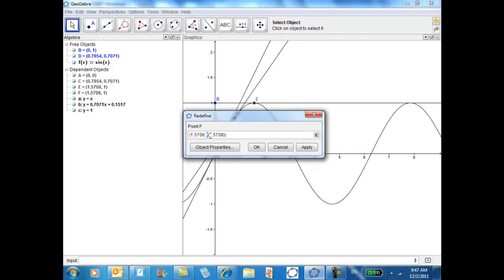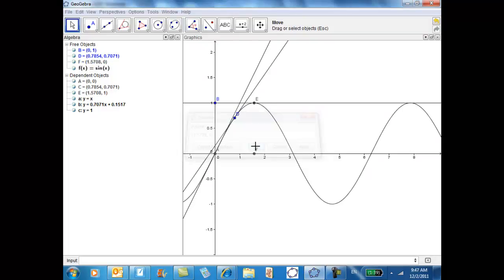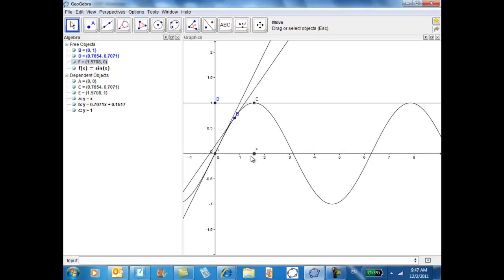We're supposed to read the y coordinate off of the slope of this tangent line we just drew. What's the slope? 0. So we put a 0 there. And that's the point down there. Okay. So far you've got 3 points already on the derivative graph.